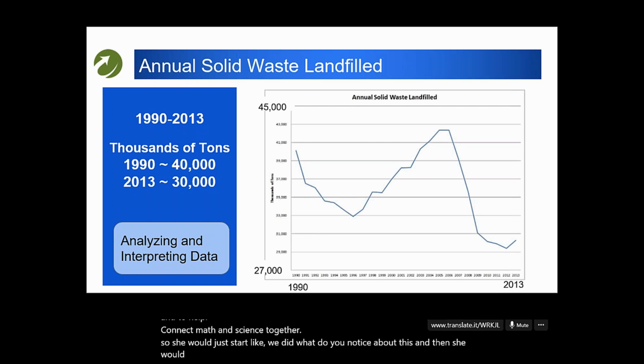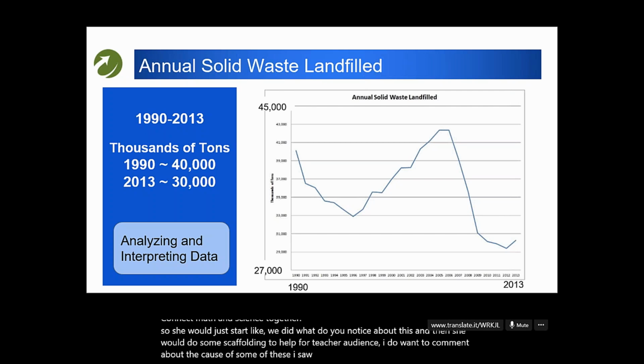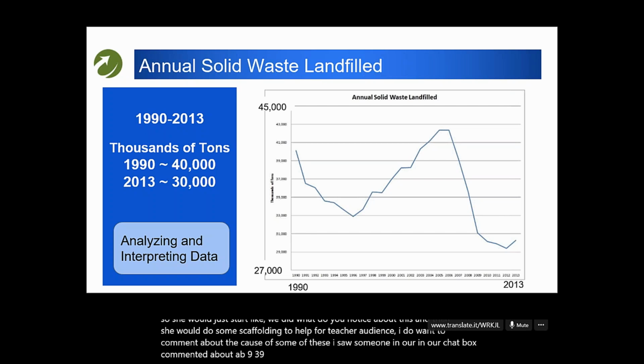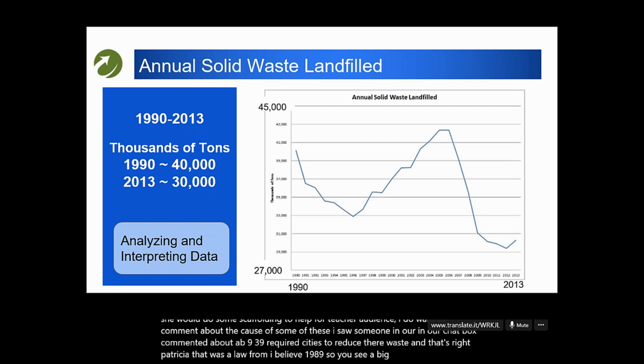And for our teacher audience, I do want to comment about the cause of some of these. I saw someone in our chat box commented about AB 939, required cities to reduce their waste. And that's right, Patricia. That was a law from, I believe, 1989. So you see a big dip there. I believe that second dip has something to do with the recession.